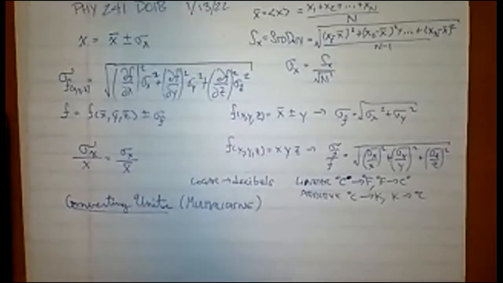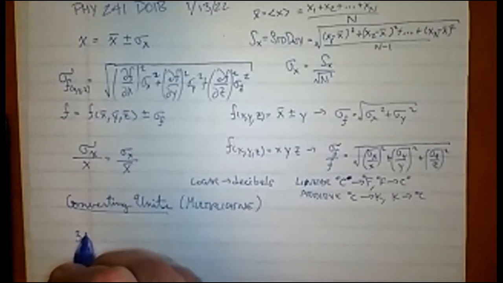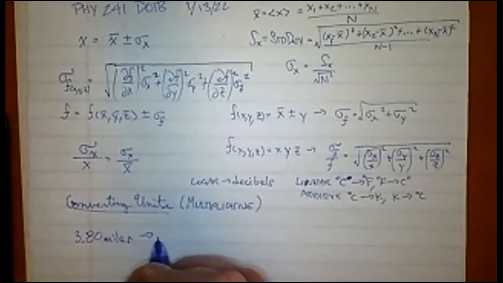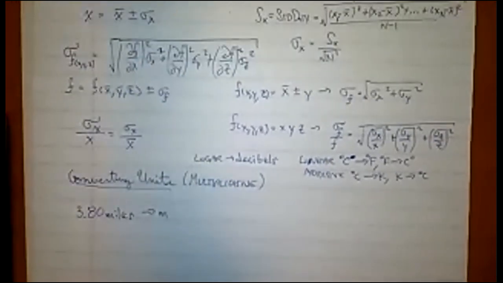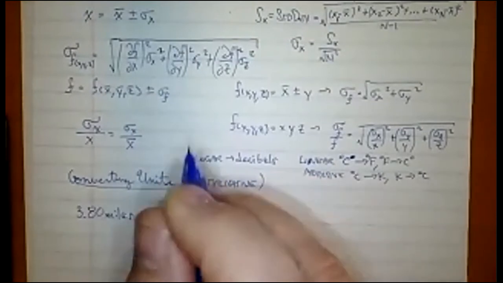So for instance, if you had 3.80 miles, and I'd like to convert that to meters, then I could do that very easily. But the trick is to convert multiplicative units, you can only multiply by 1.